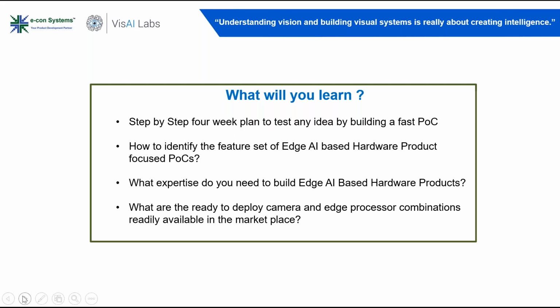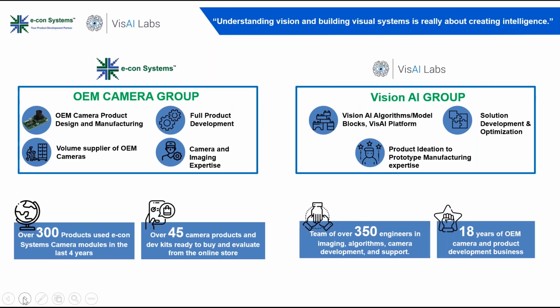First we'll introduce who we are, and we'll also tell you about some of the use cases that we have worked on. So we, Econ Systems, have two divisions. One is the OEM camera group. So we deal with OEM camera products, and we have been selling our camera products which are inside other customer products. So we have over 300 products in the market with Econ Systems camera modules in them. And we have developed over 45 camera products and development kits that we sell through our website. So that is the background of Econ Systems, and we have been in business for the past 18 years as a camera company.